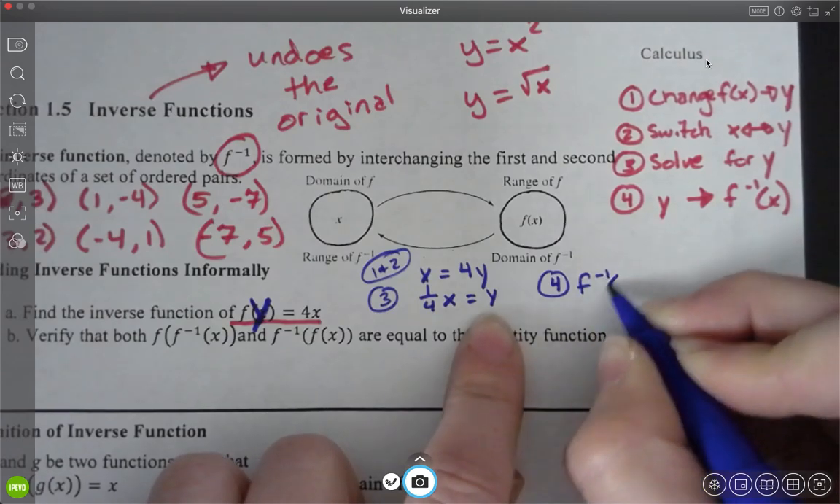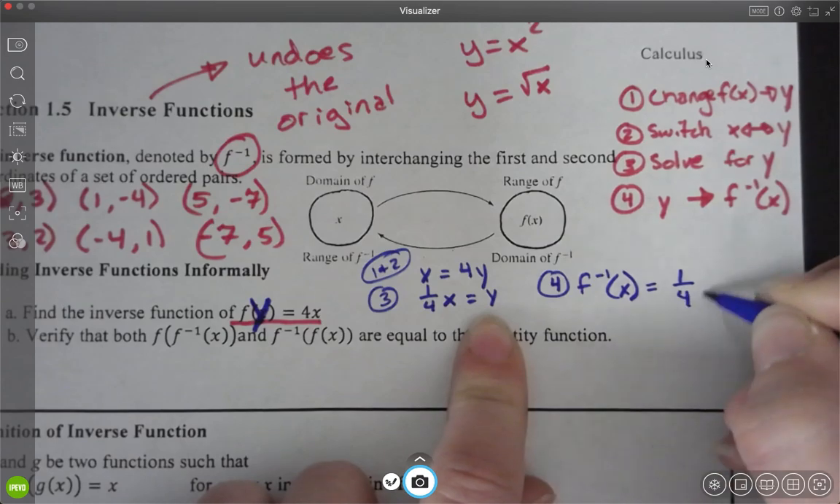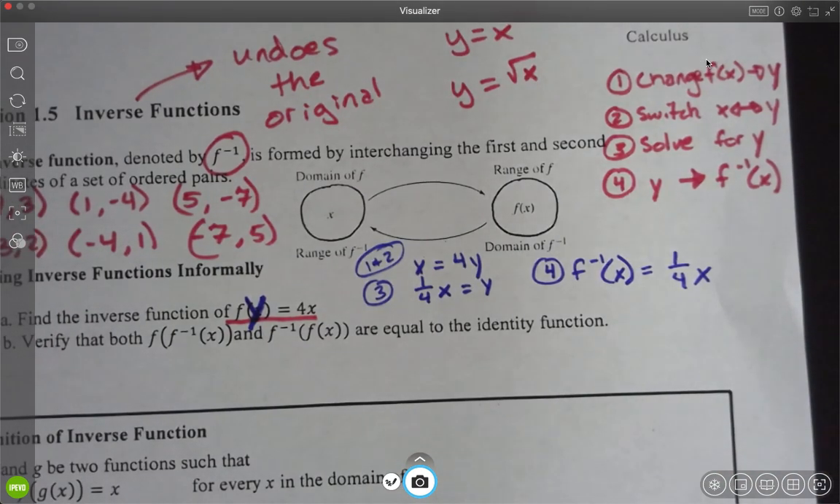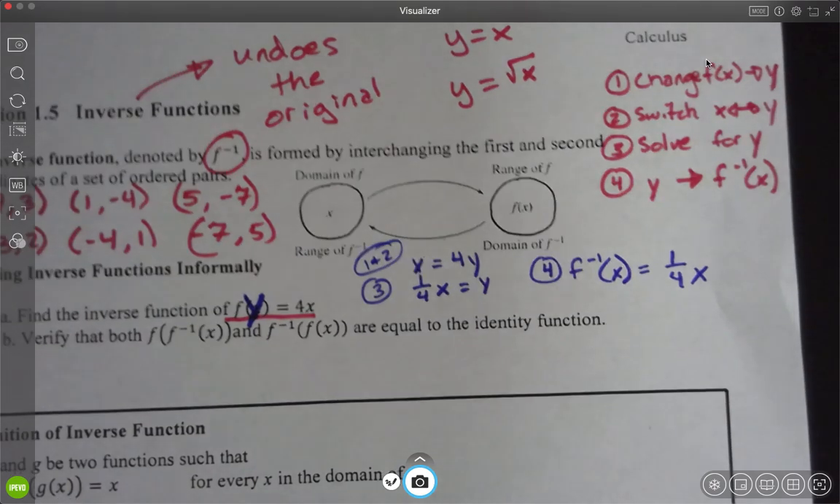And I'm going to switch it around. Can I switch the equation left to right also at the same time? So the inverse of 4x would be 1/4 x, because those two things would undo one another. Multiplying by 4 is the inverse of multiplying by 1/4. It's kind of like the reciprocal.